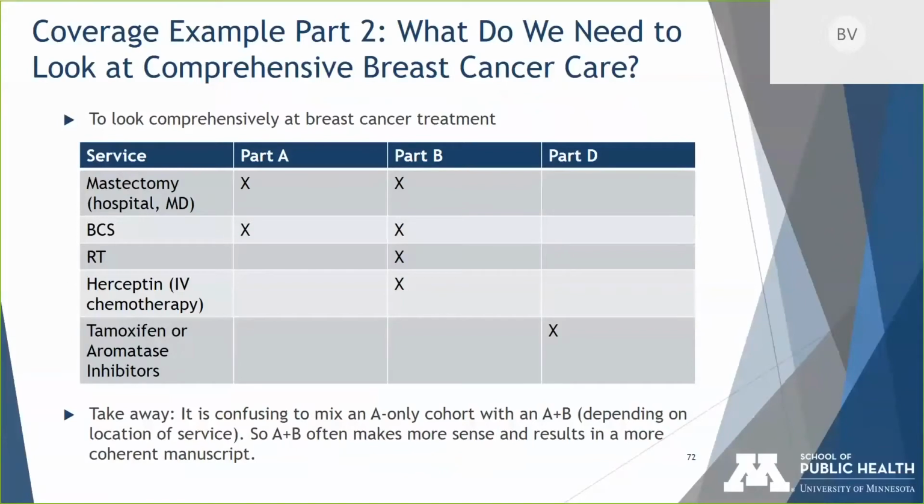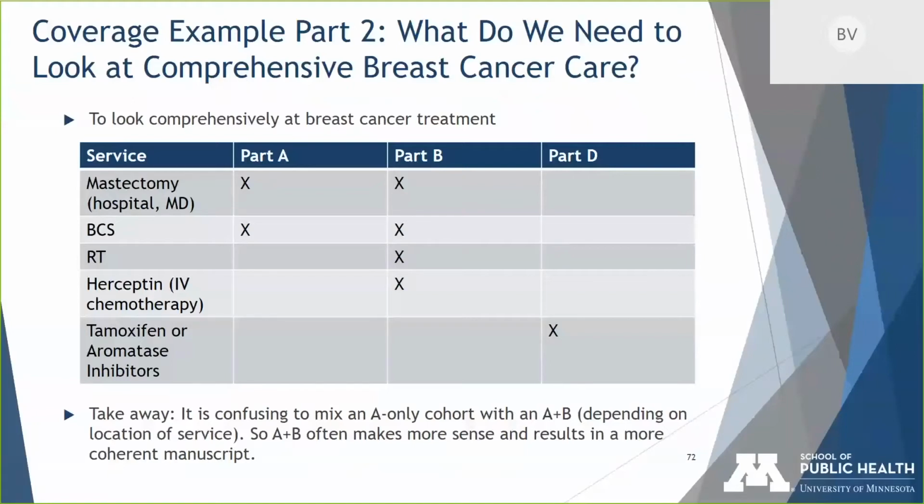For radiation therapy, there are a number of codes that you can use to identify those, and we'll talk more about those in detail in segment 4. The bulk of them will be CPT codes, and those will appear in the outpatient and the carrier files, and those will be a Part B service, so you'll need to make sure that you have Part B coverage if you want to look at radiation therapy.